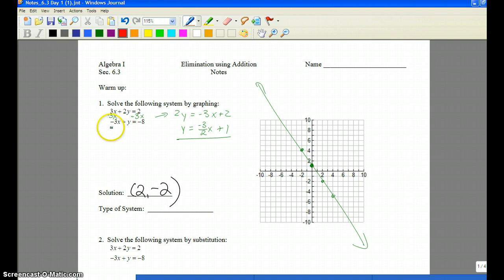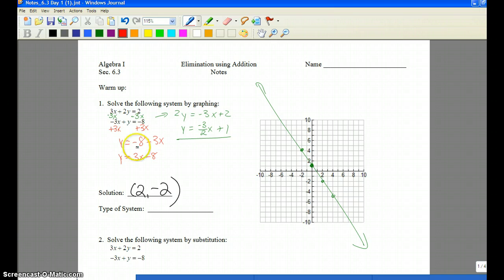Then the second one, we're going to solve it for y, so we're going to add 3x to both sides. Some of you will write it like this. Some of you will write it like this. If you write it like that, the slope is still 3, and the y-intercept is still negative 8. The slope is always the coefficient of x, not the value written out front.